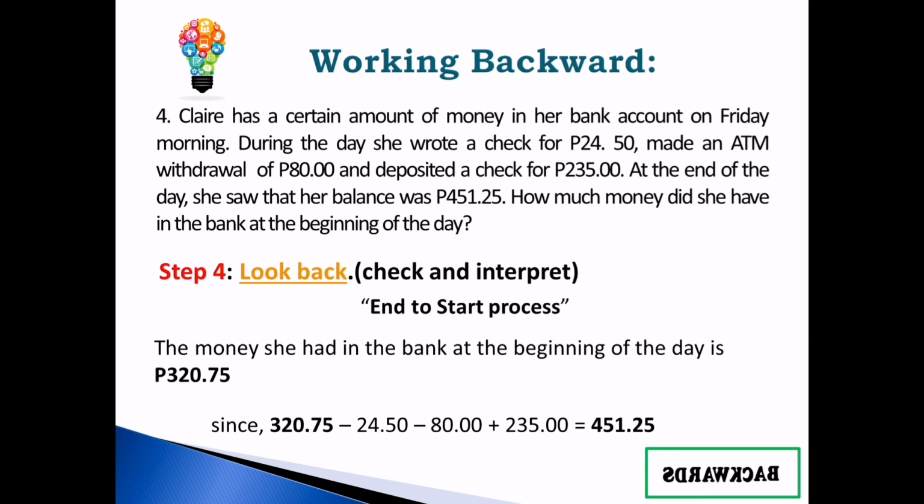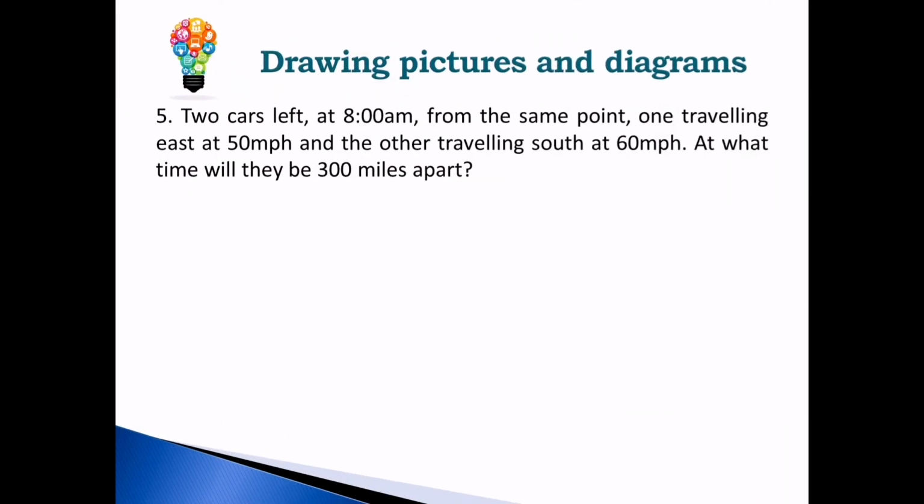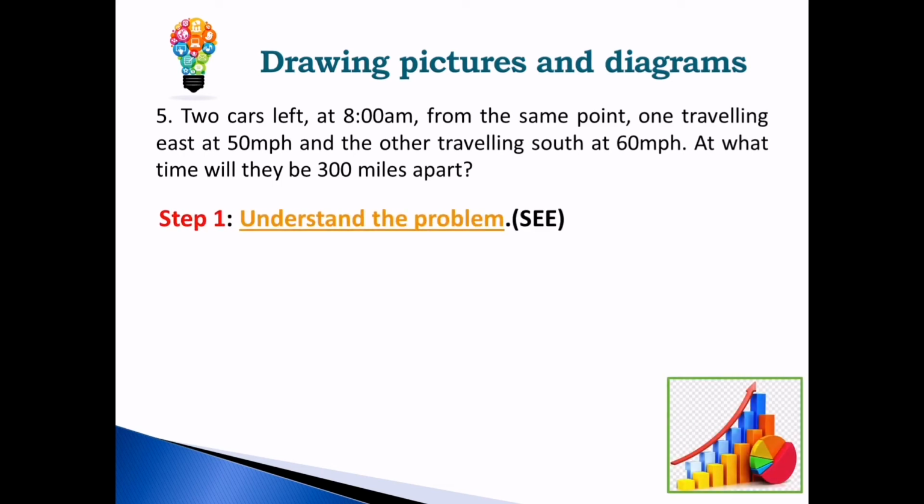Okay, so this time, let us have the fifth problem, and that is about drawing pictures and diagrams as the strategy in solving it. Here we have two cars that left at 8 o'clock a.m. from the same point, one traveling east at 50 miles per hour and the other traveling south at 60 miles per hour. At what time will they be 300 miles apart? Again, read it more than once so that you can have a partial picture on how to solve this problem.